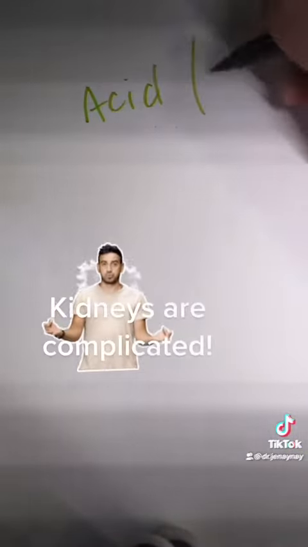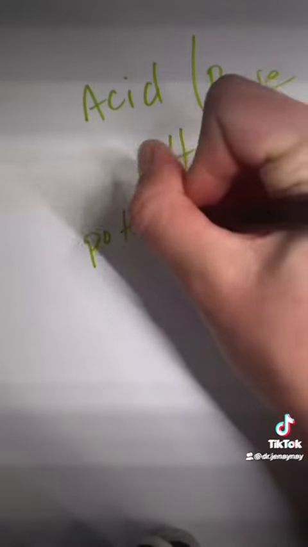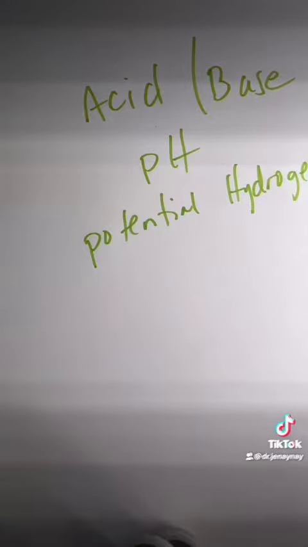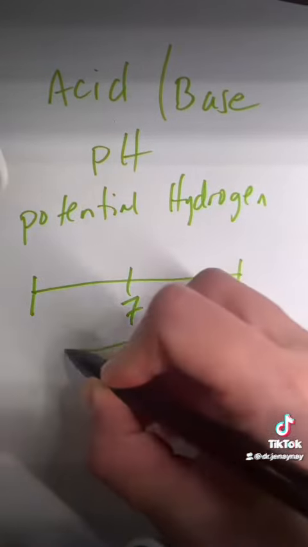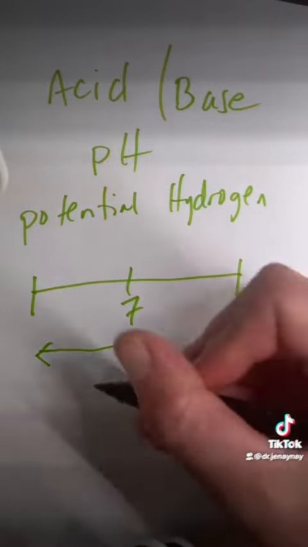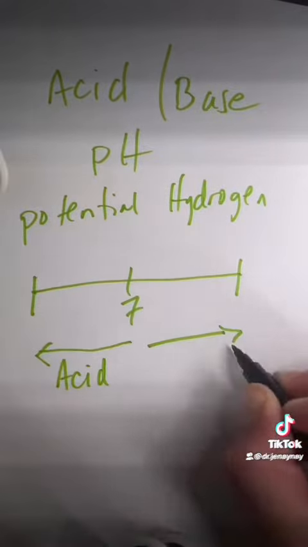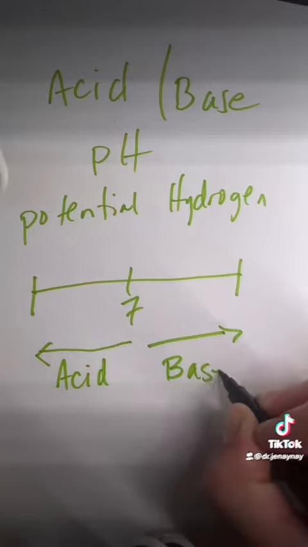Now let's get to acid and base. Acidity is measured on the pH scale, which stands for potential hydrogen. So here's an example of a pH scale. A neutral pH is 7. A pH of less than 7 is considered an acid. A pH of greater than 7 is considered a base.